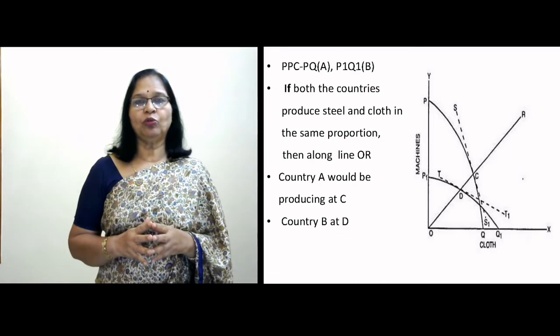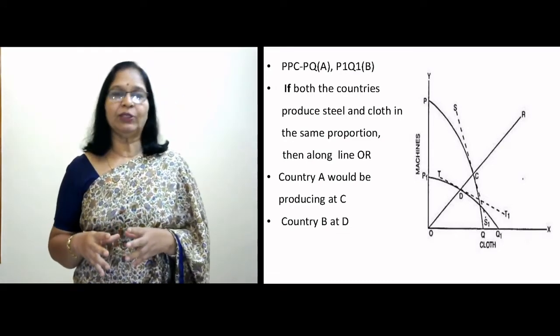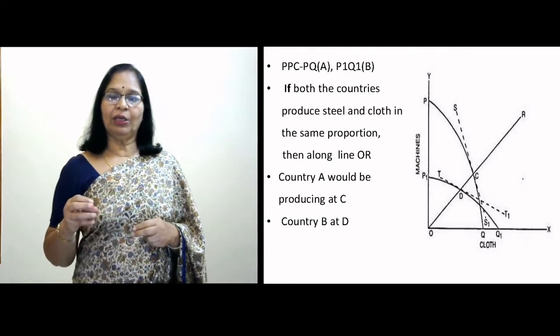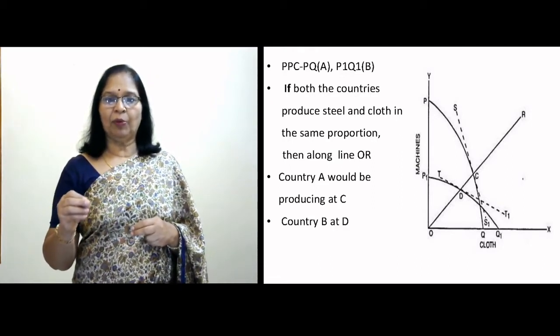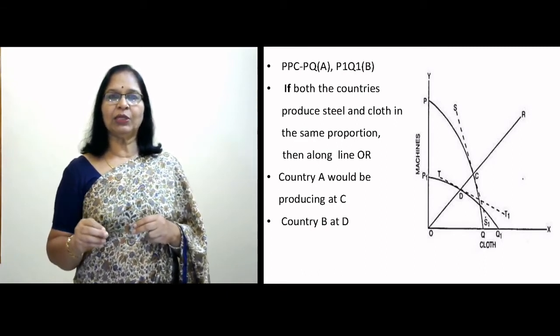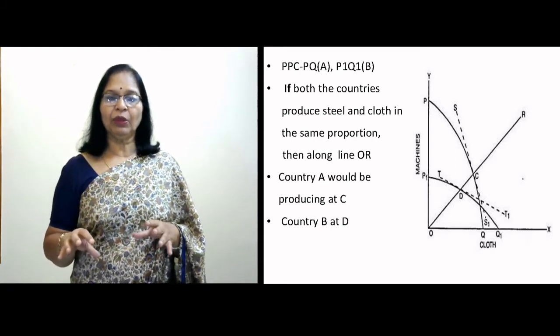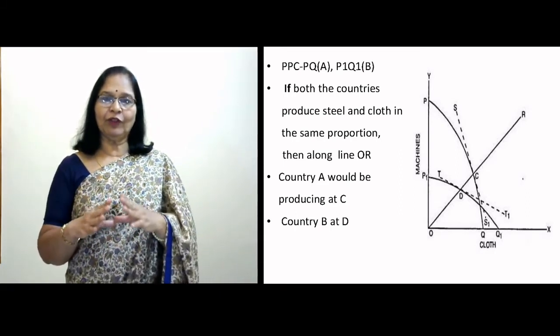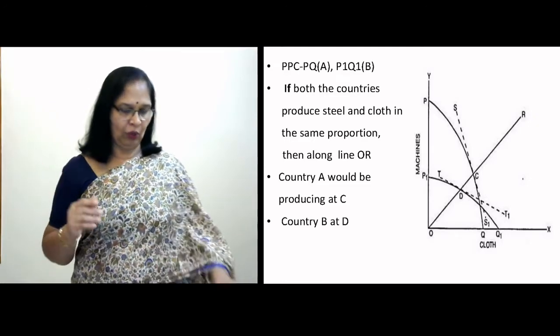Now let us assume that both the countries decide to produce both the commodities, in which case country A will produce at point C because it is the point of tangency with the price line. So at point C it will produce, and country B will produce at point D. So both the countries, if they choose to produce both the commodities, will produce along the line OR.